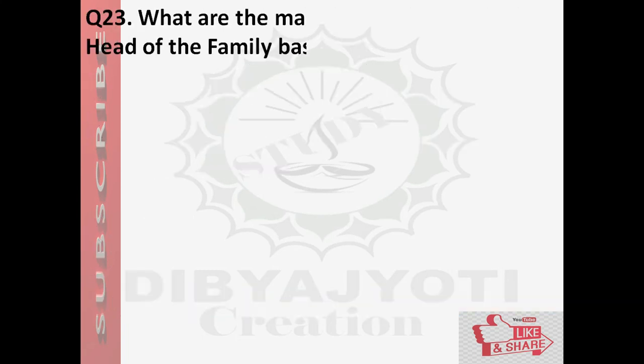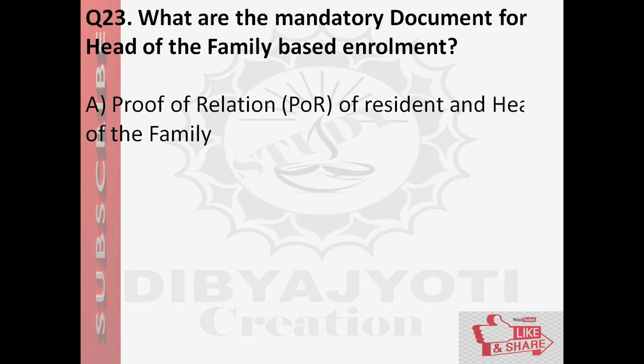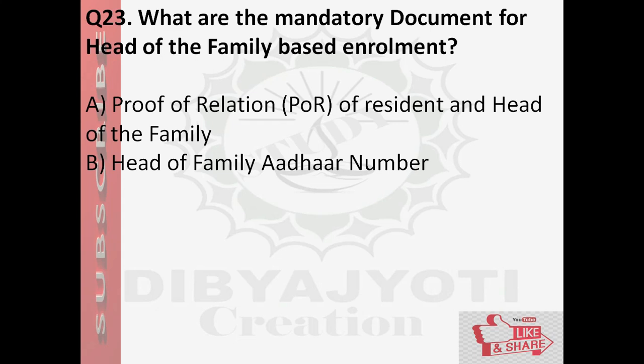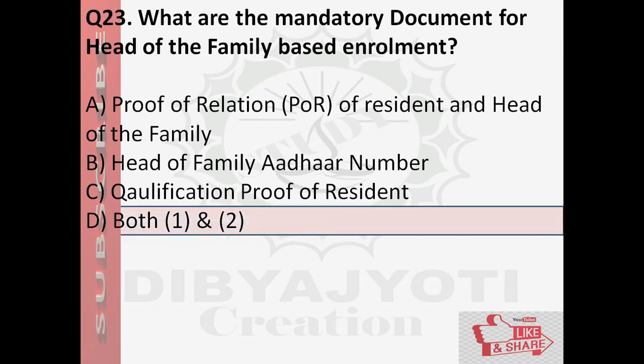Then next, what are the mandatory documents for head of the family based enrollment? Option A, proof of relation of resident and head of the family. Head of the family Aadhaar number, qualification, proof of residence, both 1 and 2. And answer is both 1 and 2. The mandatory documents for head of the family based enrollment are proof of residence, means POR or HOF, and HOF Aadhaar number.